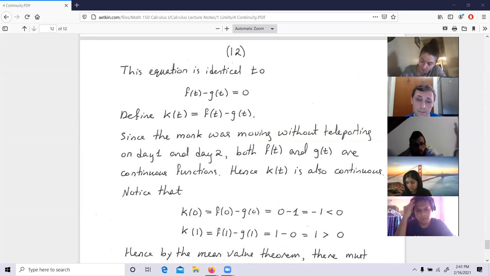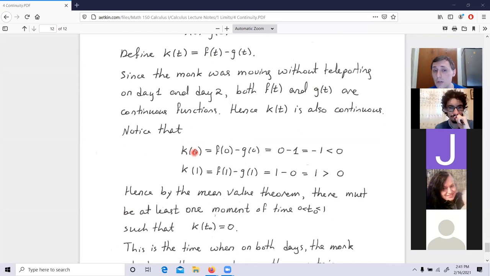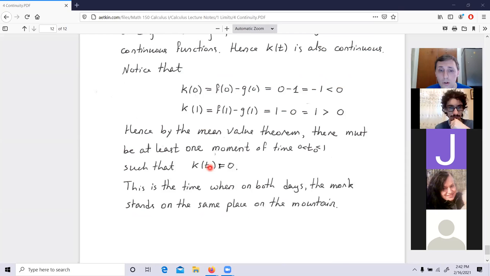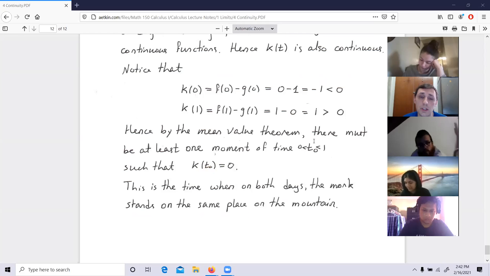Now let's check what is k of zero. k of zero is zero minus one, which is minus one, which is less than zero. And k of one is one minus zero, which is one, which is bigger than zero. Agreed? So the k function crosses the x-axis. It's between minus one and one. There must be therefore a solution, some number t zero at which k of t zero is equal to zero. But at that moment, g of t0 and f of t0 are the same. That's the moment guaranteed by the intermediate value theorem.